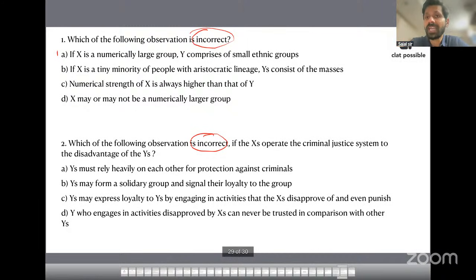If X is a tiny minority of people with aristocratic lineage, Y consists of the masses. Yes, so they said that in the passage.